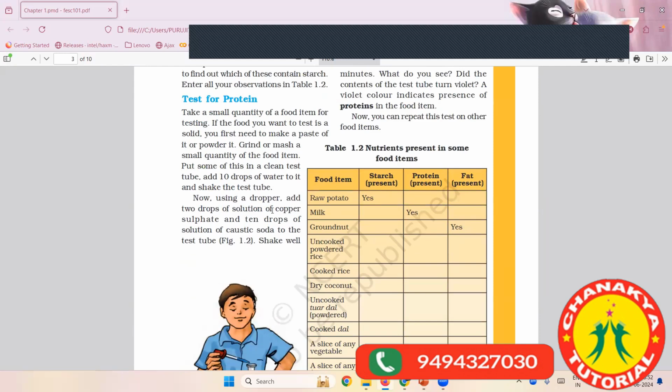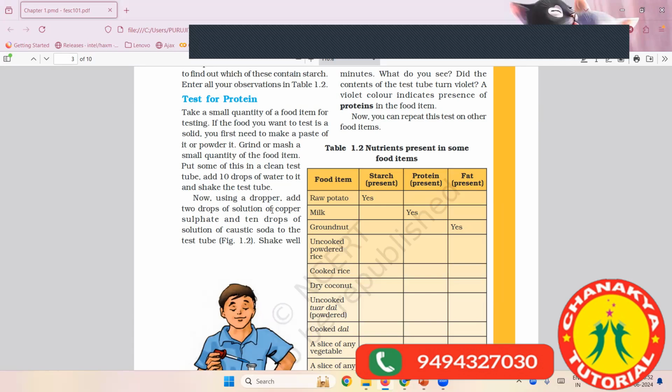Ma'am, can I read? Yeah. Take a small quantity of a food item for testing. If the food you want to test is a solid, you first need to make a paste or powder of it. Grind or mash a small quantity of the food item. Put some of this in a clean test tube, add 10 drops of water to it, and shake the test tube.